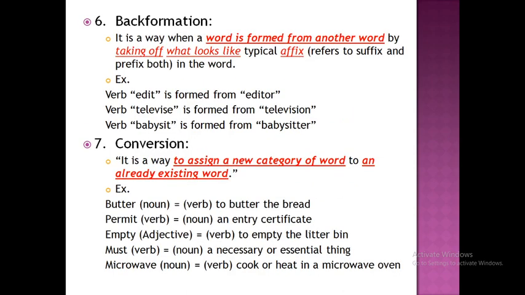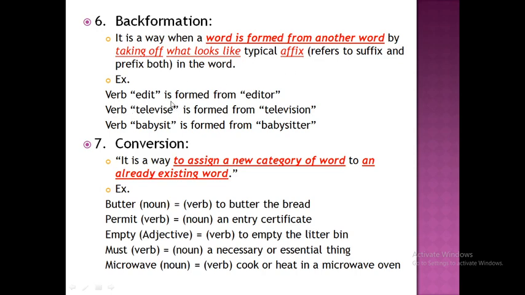Next one is back formation. It is a way in which a word is formed from another word by taking off what looks like a typical affix in the word. Here, affix refers to both suffix and prefix. For better understanding, again I am repeating, it is a way when a word is formed from another word by taking off what looks like a typical affix in the word.